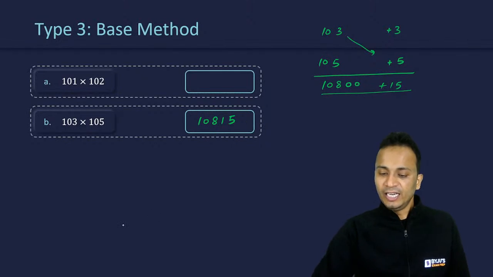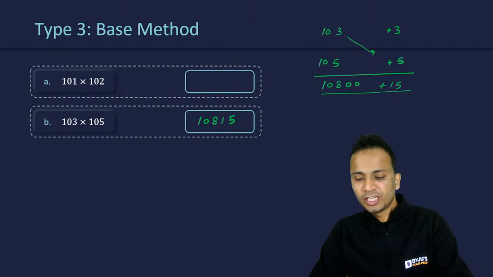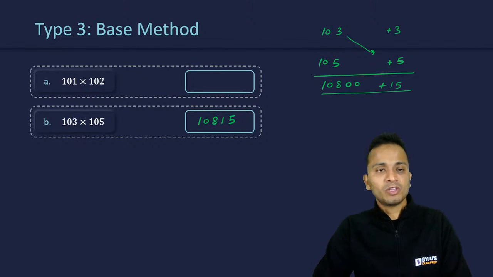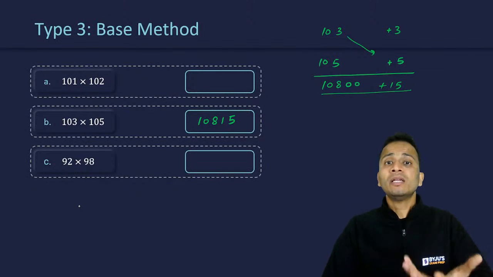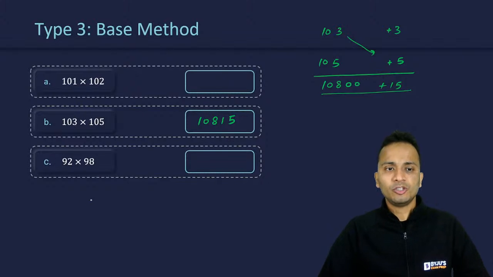ठीक है? एक और example देखते हैं. Good Pooja and Jaydev, good that you are solving with me. Nice. Next, 92 into 98. Now both the numbers are less than 100. Let's see what we need to do. So 92 and 98, I'll write both these numbers.